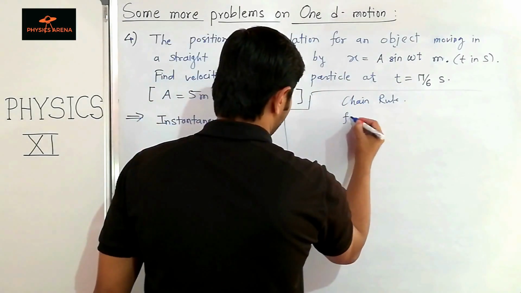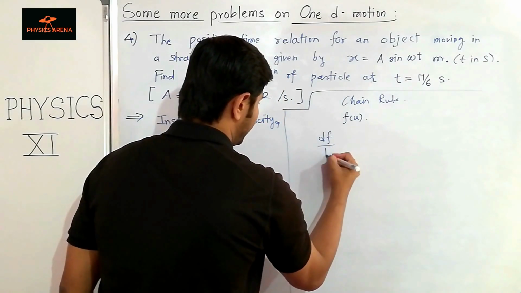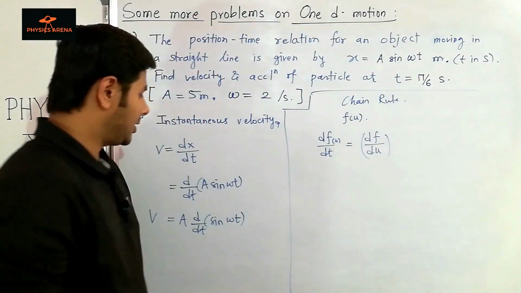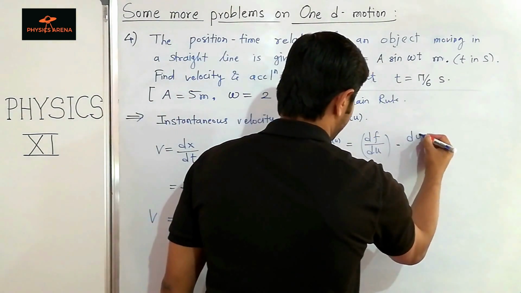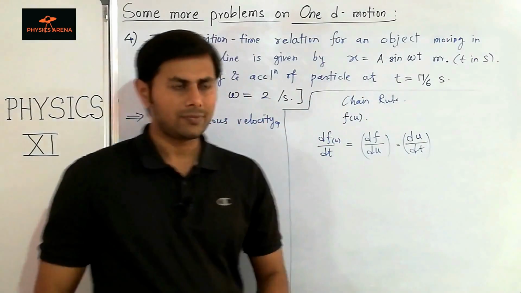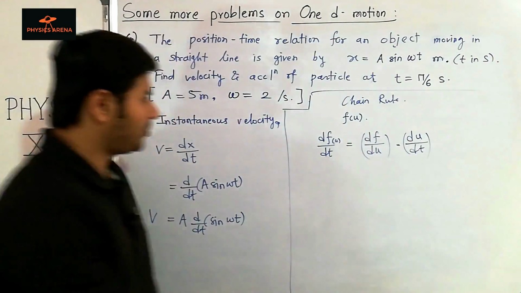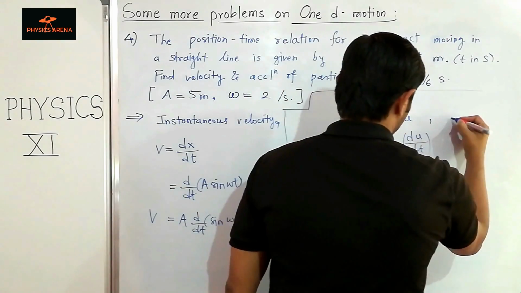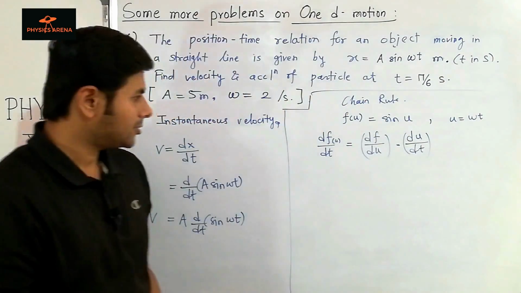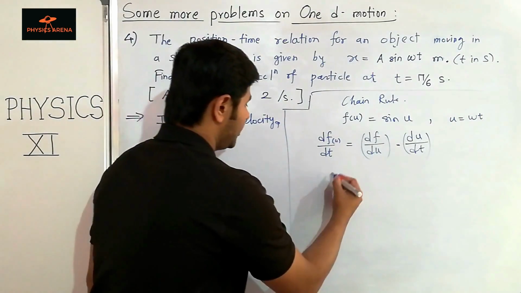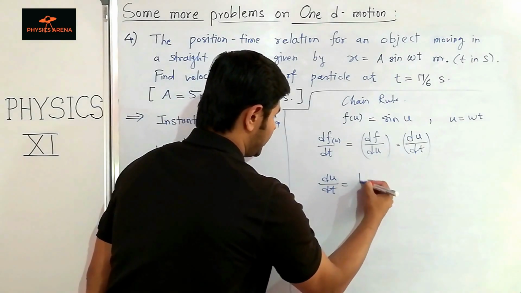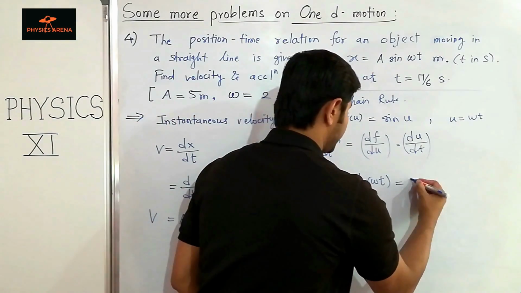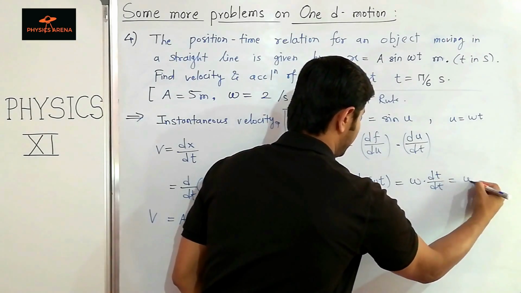It says, suppose you have some function of u, then df by dt is equal to df by du, the derivative with respect to u, multiplied by du by dt. Okay, here u is omega t and f of u is sine omega t, so it is sine u and u is omega t. So let's find du by dt. du by dt is just d by dt of omega t. Omega is constant, we'll take it outside, so it is omega times dt by dt, which is 1, so it is omega.